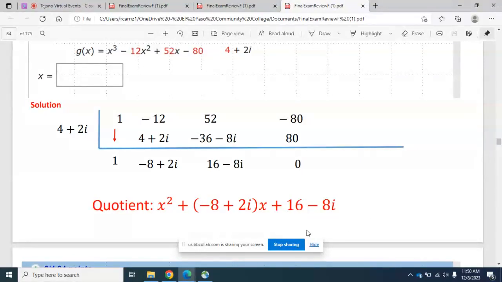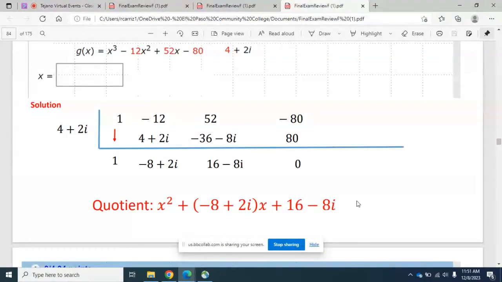But the reason why we did this was to simplify our polynomial, make the polynomial from a cubic to a quadratic. Now, why do we want to always work with a quadratic? Well, for the cubic function, there's not a formula to find the zeros, but for a quadratic function, we have formulas to find zeros, right? We have factoring techniques and we have our quadratic formula. So on this particular problem, it gave us this. Our quotient is x squared plus (negative 4 plus 2i)x plus 16 minus 8i.